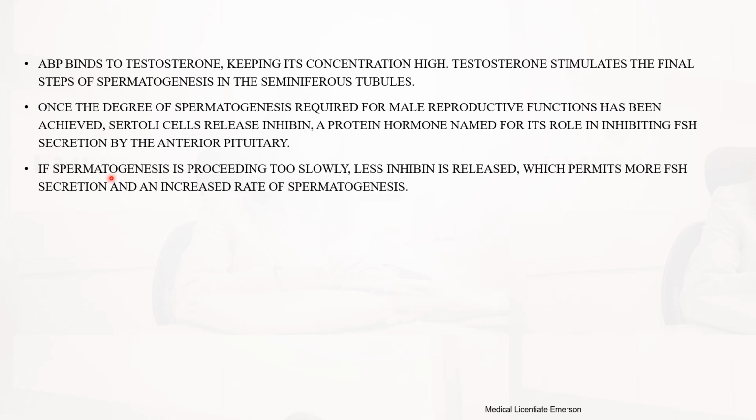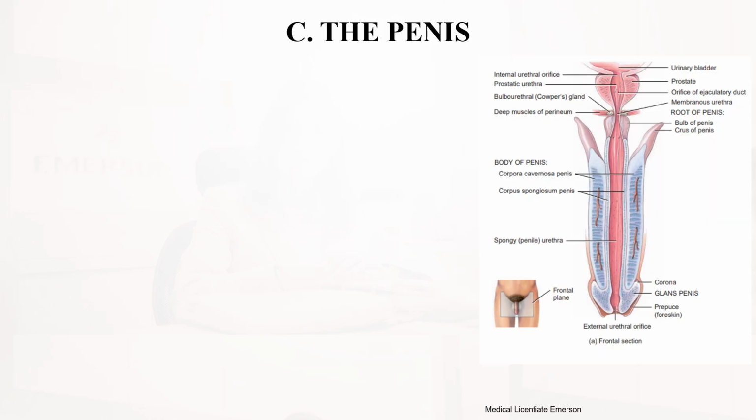Then if spermatogenesis is proceeding too slowly, less inhibin is released, which permits more follicle-stimulating hormone secretion and an increased rate of spermatogenesis. Okay, so we are done with the testes. Now let's look at the penis.